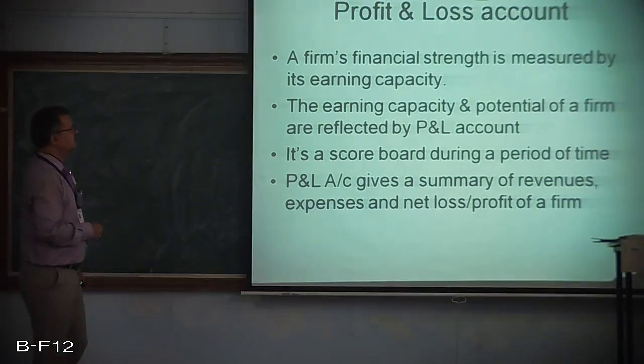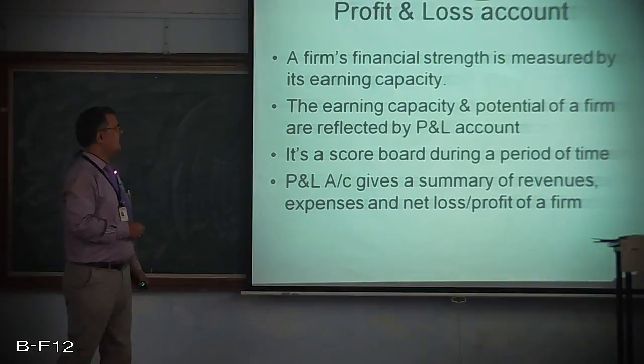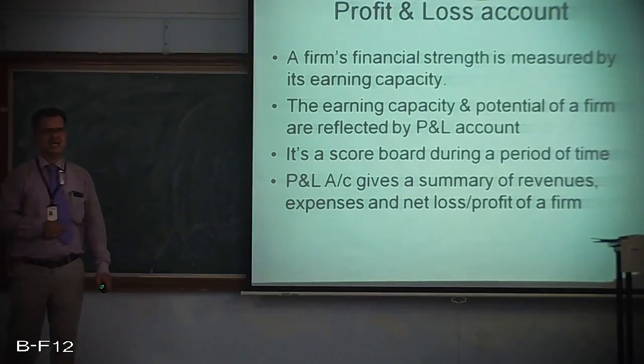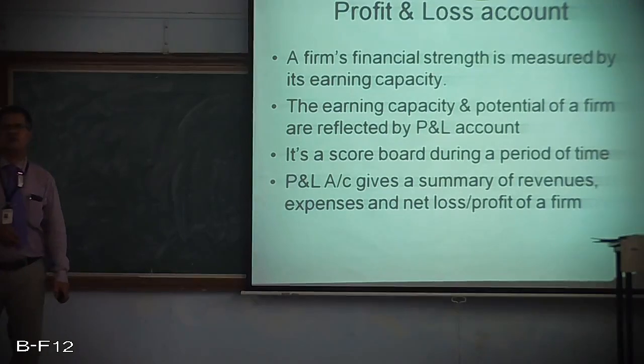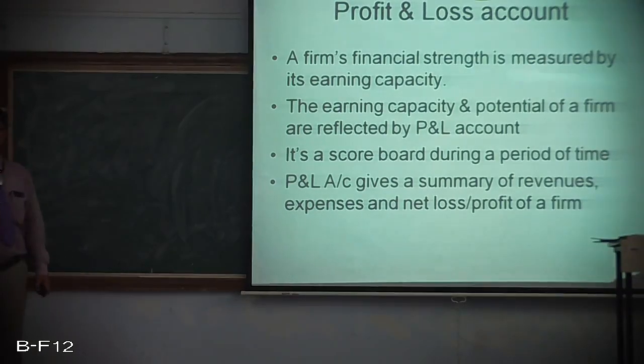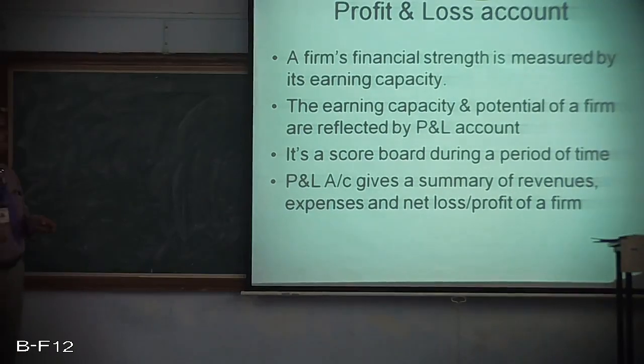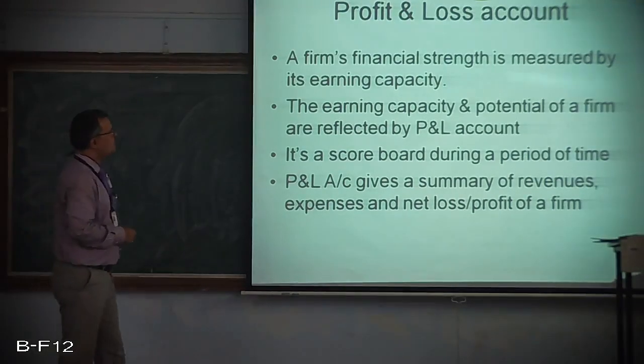The earning capacity and the potential of a firm are reflected by the P&L account. So the earning capacity of the organization and also the potential of a firm means whether they are able to get that money back or return the investment. Those things are reflected in the profit and loss account. It's a scoreboard, remember.